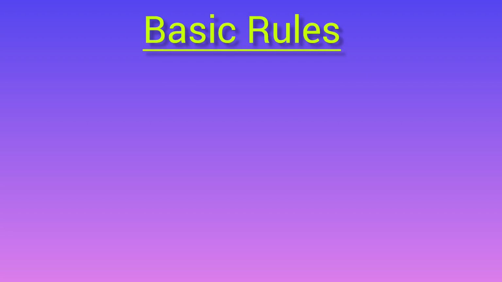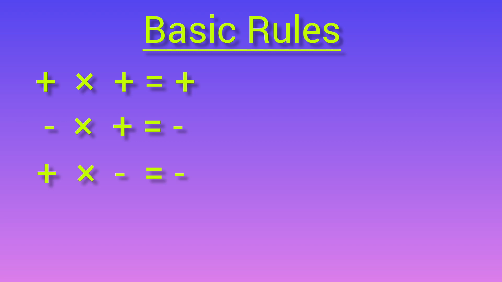Before we proceed with our examples, let's understand some basic rules. A positive times a positive gives you a positive. A negative times a positive gives you a negative. A positive times a negative gives you a negative. And a negative times a negative gives you a positive.